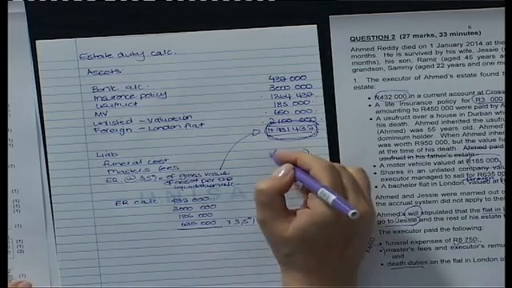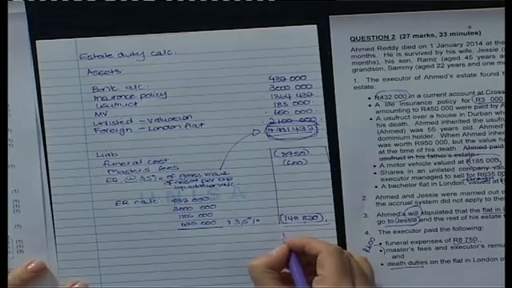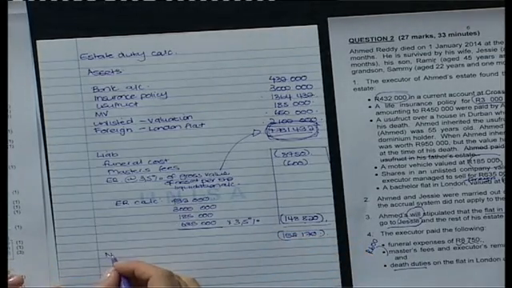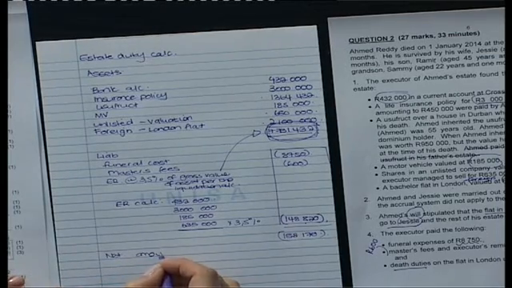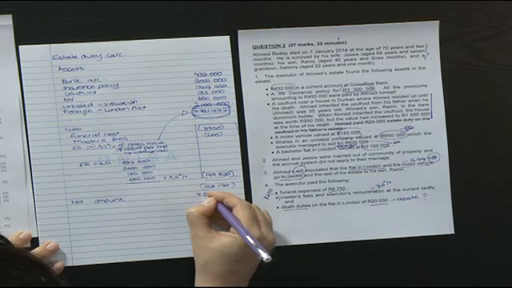Okay, so that's the total of our liabilities, which would be 158,170. Our net amount now in the estate is 7.5 million.